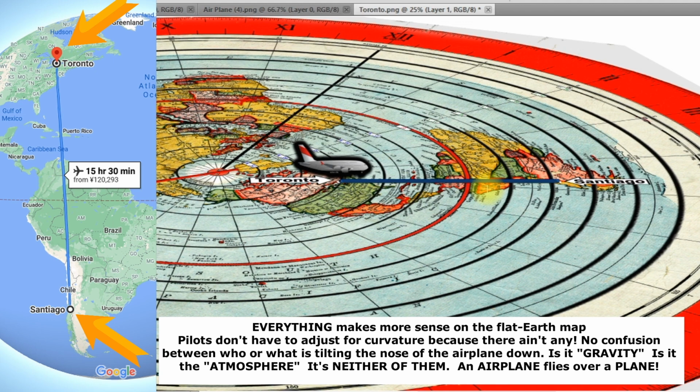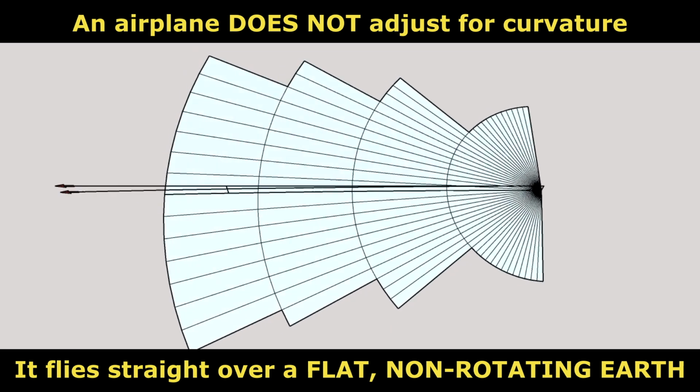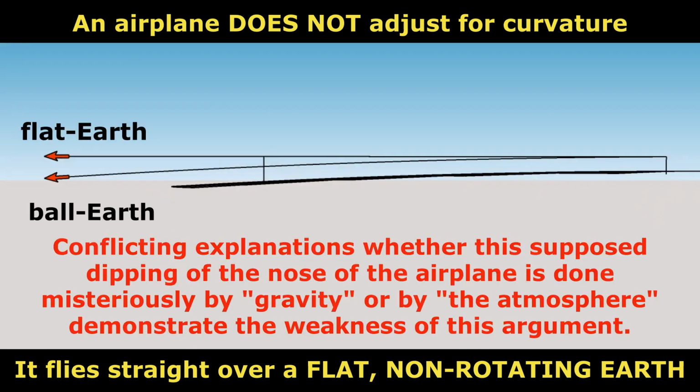This is what we observe. No confusion here. And here we have the same situation from Santiago to Toronto. This is a view from the top, of course. An airplane does not adjust for curvature because there's no curvature. It flies straight over a flat, non-rotating Earth.